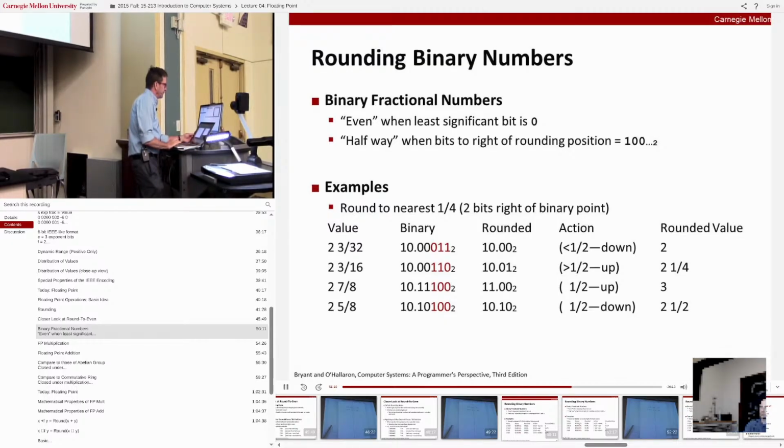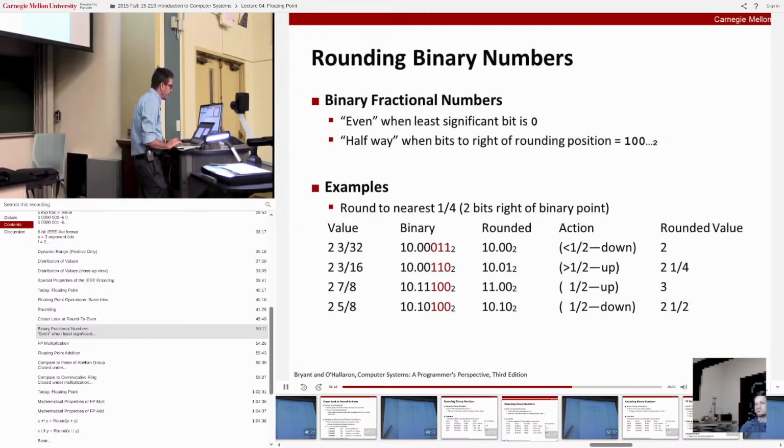So let's look at some examples. Suppose we want to represent 2 and 3/32, and suppose we only have 4 bits to do that in. To represent that exactly, we need 7 bits, and so we have to round. We're going to round to the 2 bits right of the binary point, so let's look at all the bits that follow. Since it starts with 0, this is less than halfway. So we just truncate, chop those out, and the result is 10.00.